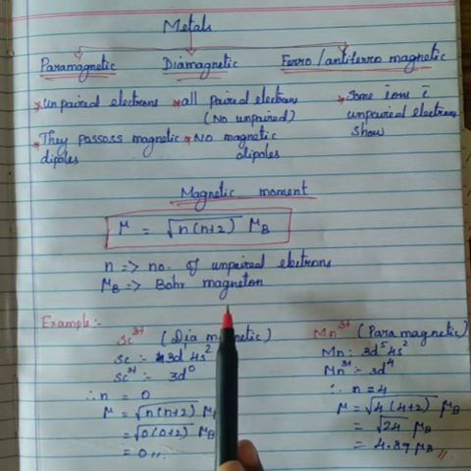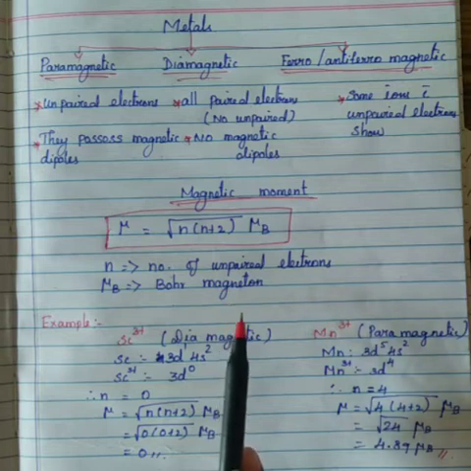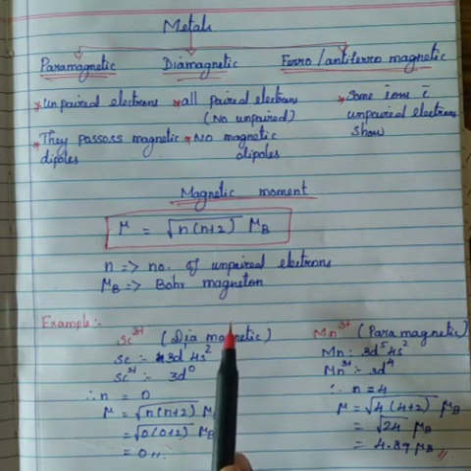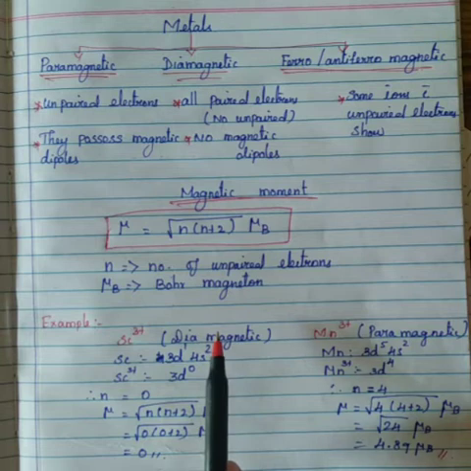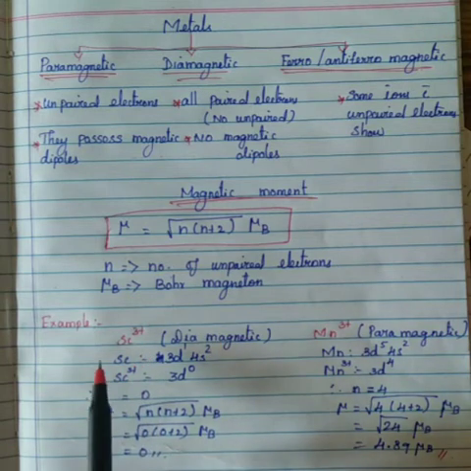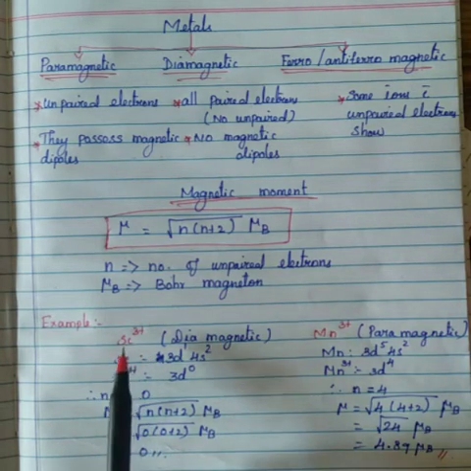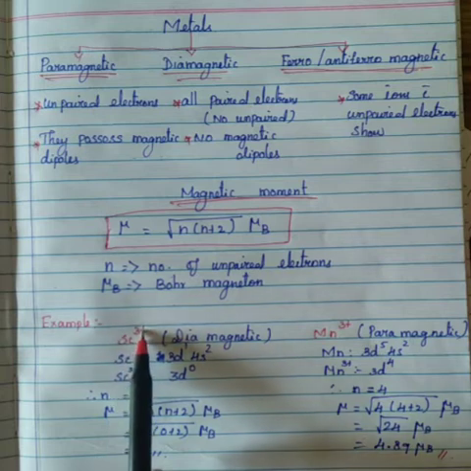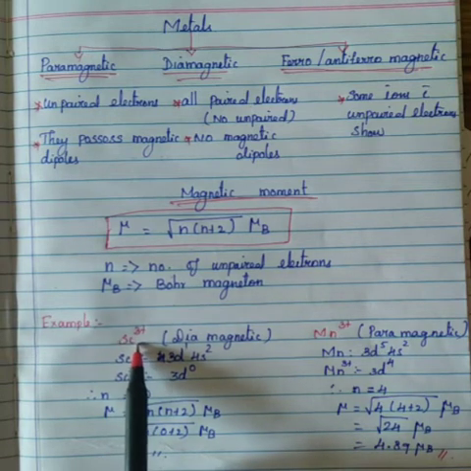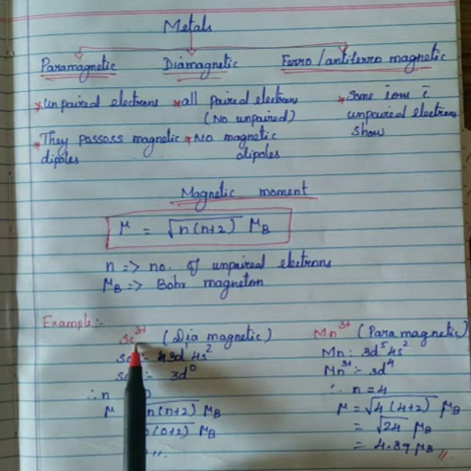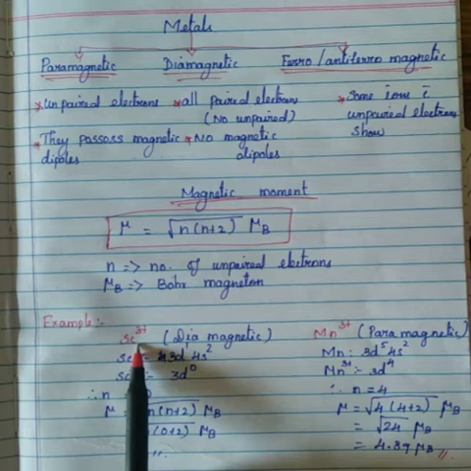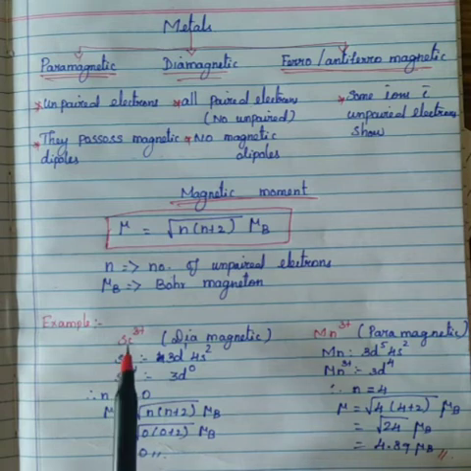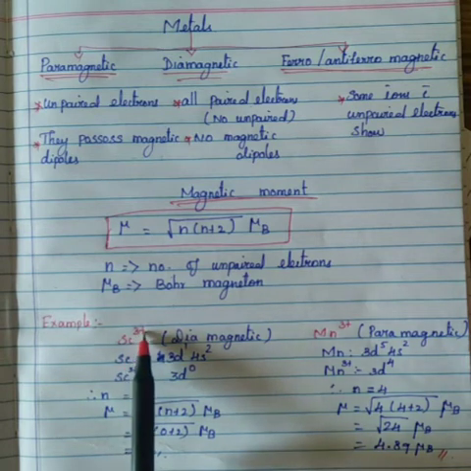How to find the magnetic moment of some metals? I am going to explain with some examples. First one, take scandium 3+. For scandium 3+, we are going to find the magnetic moment, as well as whether scandium 3+ is paramagnetic or diamagnetic.